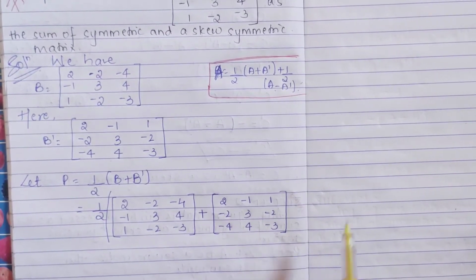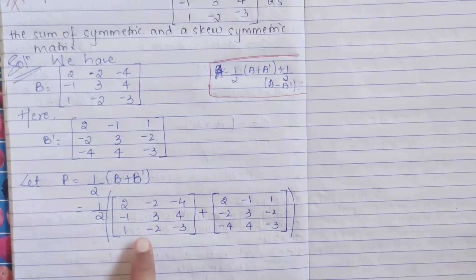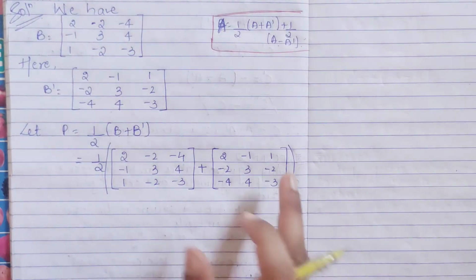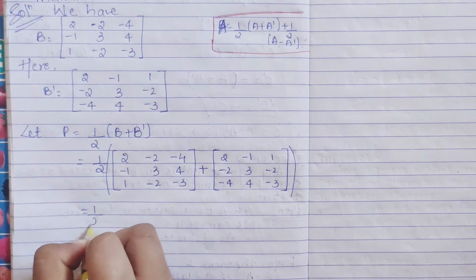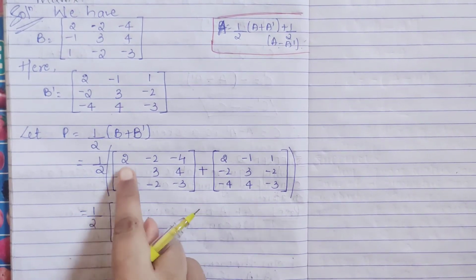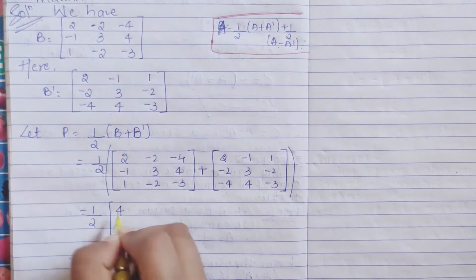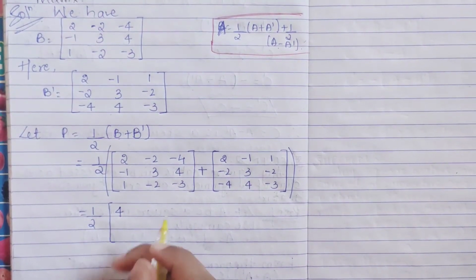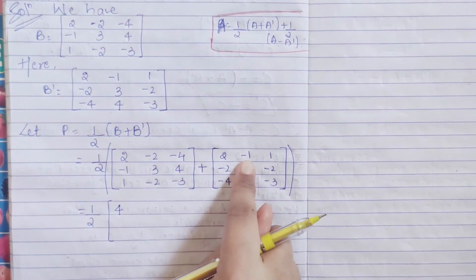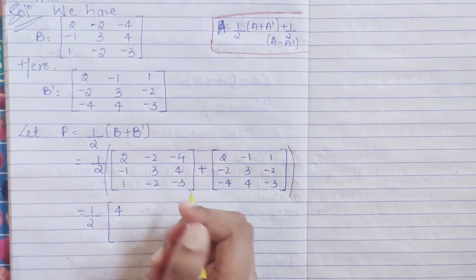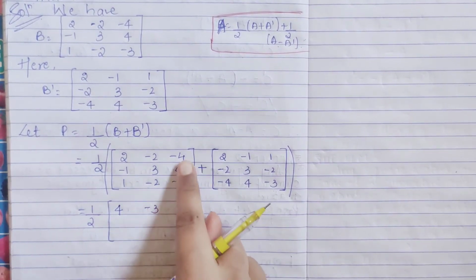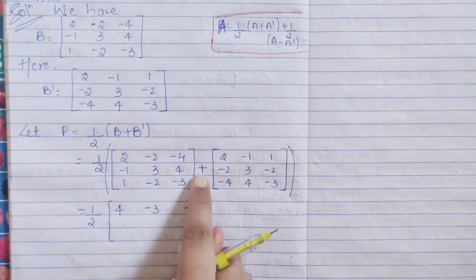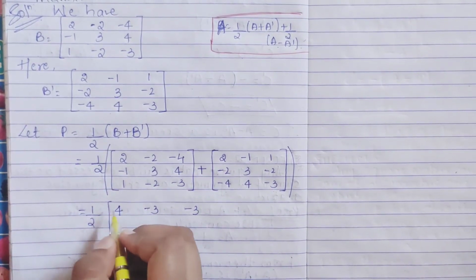This you have to first add. So all of you do the additions. How will it be? 2 plus 2 is 4. Minus 2 plus of minus 1 is how much? Minus 2 minus 1 is minus 3. Minus 4 plus of 1 is again minus 3. Minus 1 plus of minus 2, here also you will get minus 3.